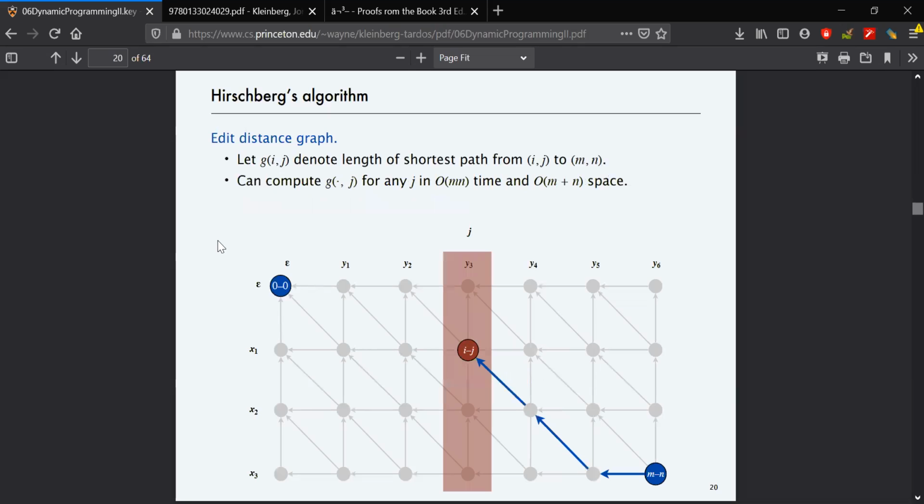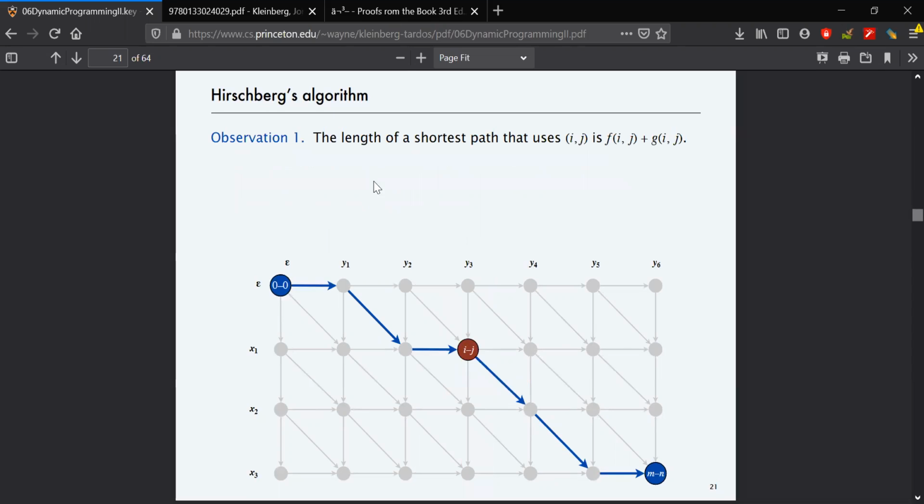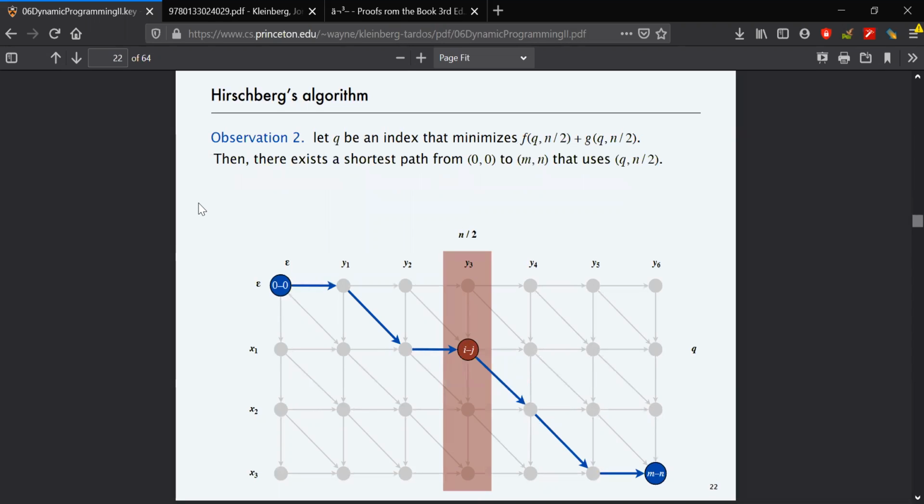fine. Now let's look at the divide and conquer part. This is something that you guys have already told me. Length of the shortest path from 0 to mn that uses ij has length fij plus gij. Already looked at this. Now let's look at how to divide this problem into smaller subproblems. Now let's look at the optimum solution. And now since we are talking about a graph, and we have already reduced this problem to finding the smallest path in a graph, we are no longer talking about the string problem now. We are just talking about a graph problem.